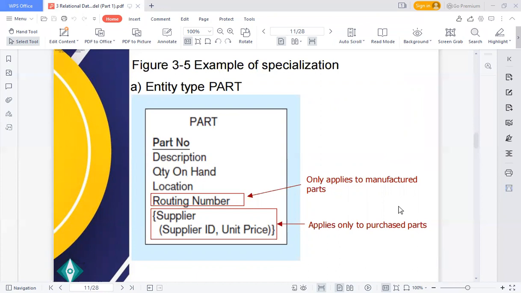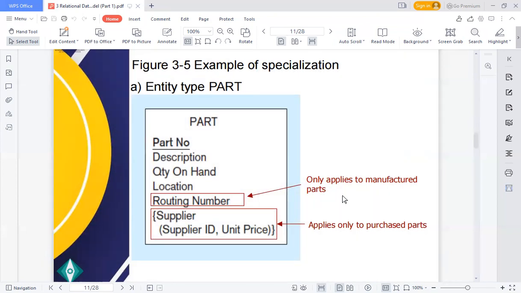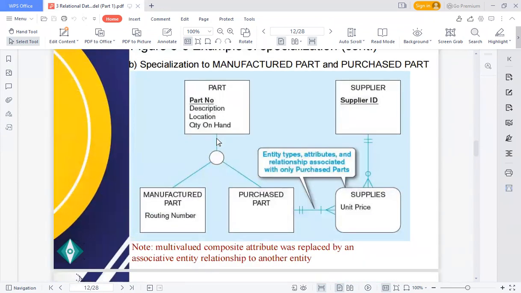When we say manufactured parts, the company is the one manufacturing or producing that particular part. When you say purchased part, the company purchased that particular part from another vendor or from another supplier. So from this, we can now create the two subtypes for the part supertype. So we now have the manufactured part and the purchased part. For the manufactured part, we have the routing number as its unique attribute.